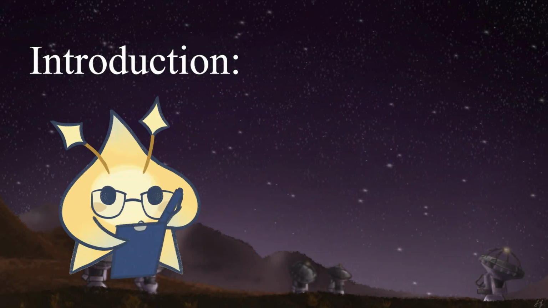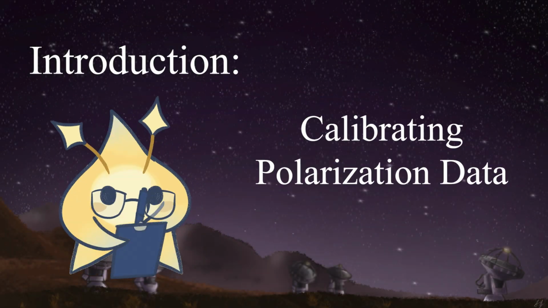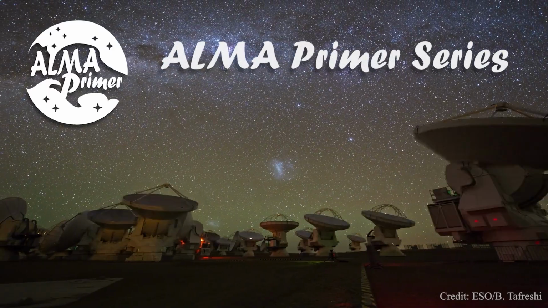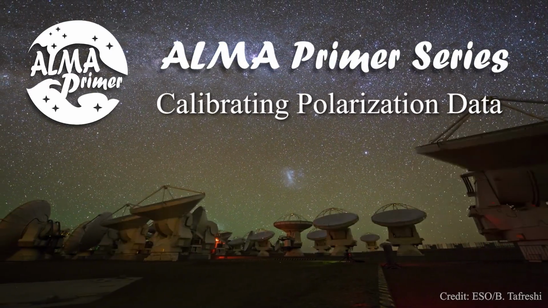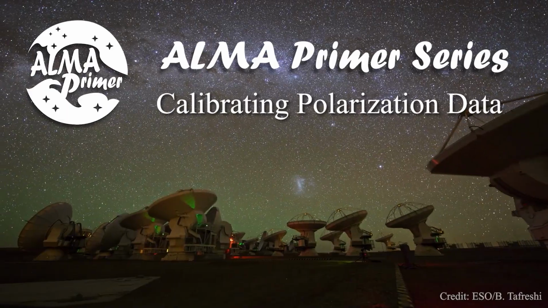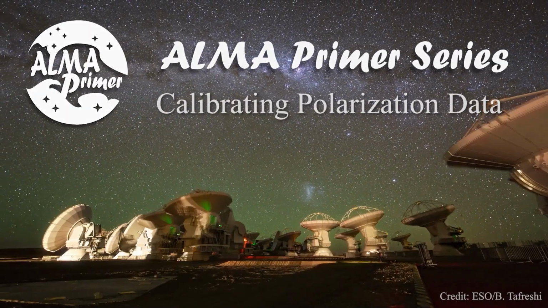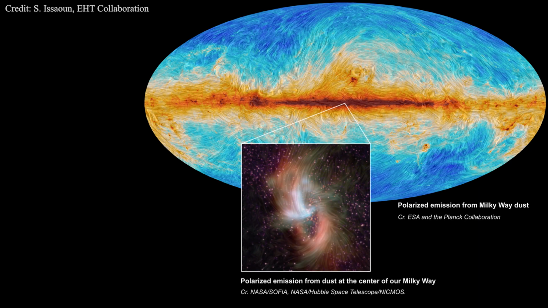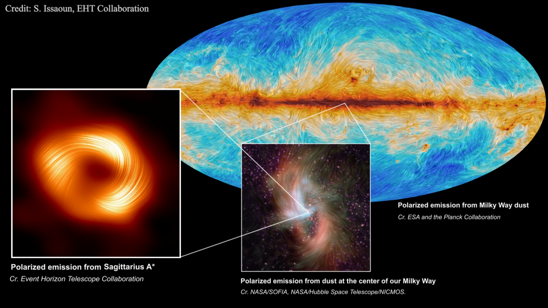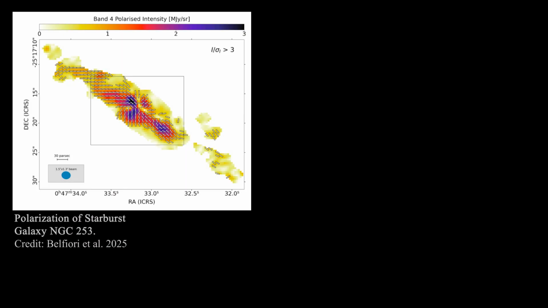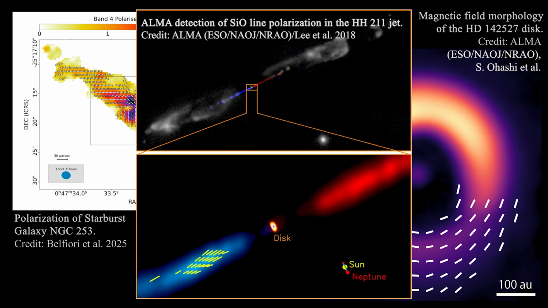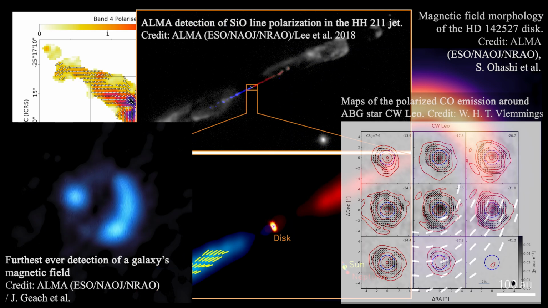In this video, we'll take a brief look at the basics of calibrating polarization data. There are a number of astrophysical phenomena which can generate polarized emission at the wavelengths observed by ALMA. Depending on the scientific questions you are interested in, well-calibrated polarimetric observations may be of critical importance.